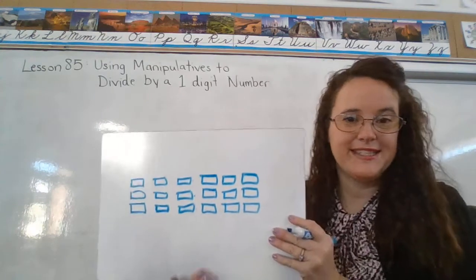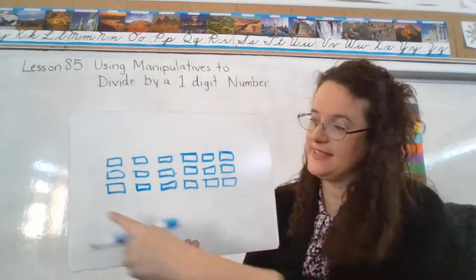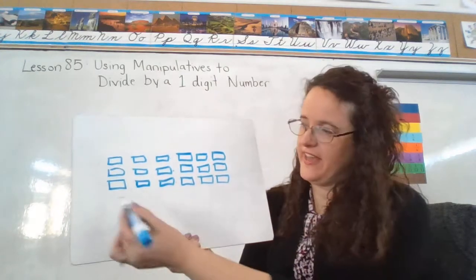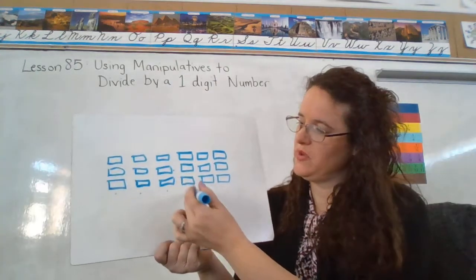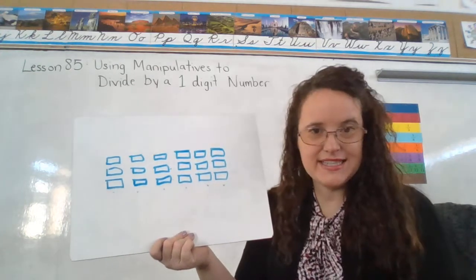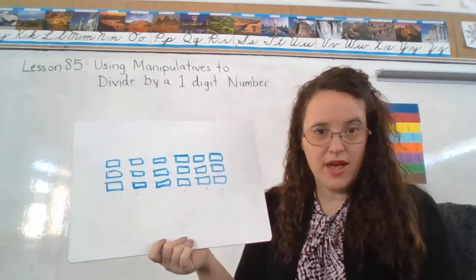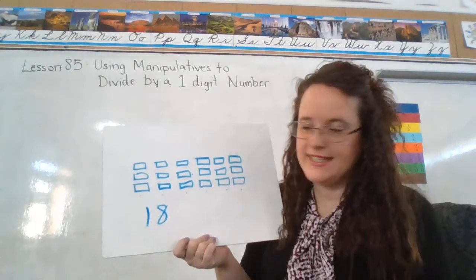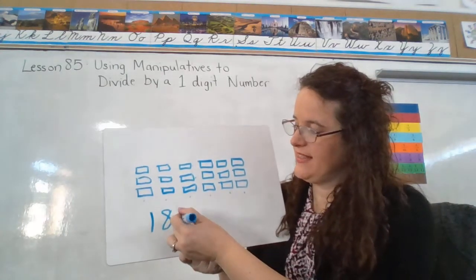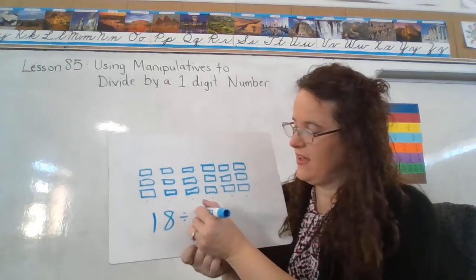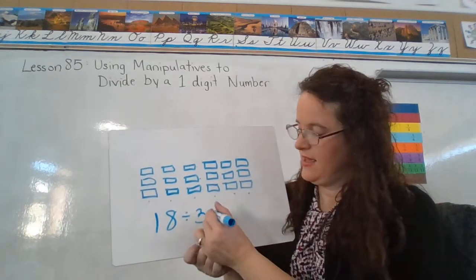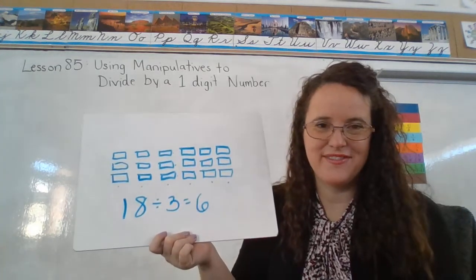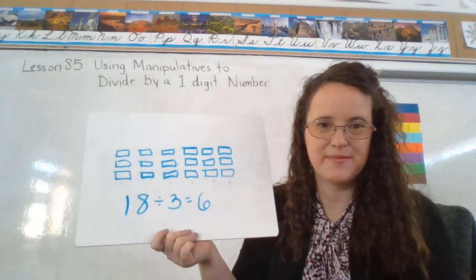Okay, now I have my stacks of 3. I still have 18 books. How many stacks are there? 1, 2, 3, 4, 5, 6 stacks of books. So how do we turn that into a division problem? I started with 18. I divided them into stacks of 3. I now have 6 stacks total.